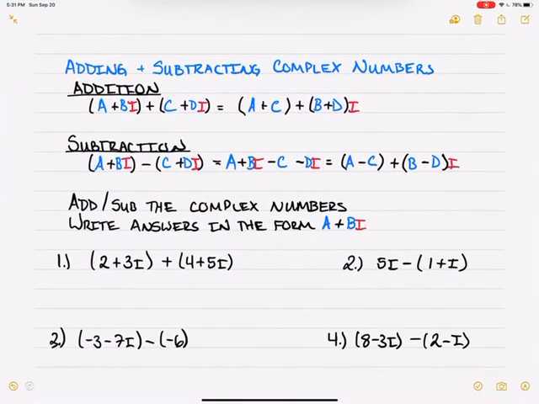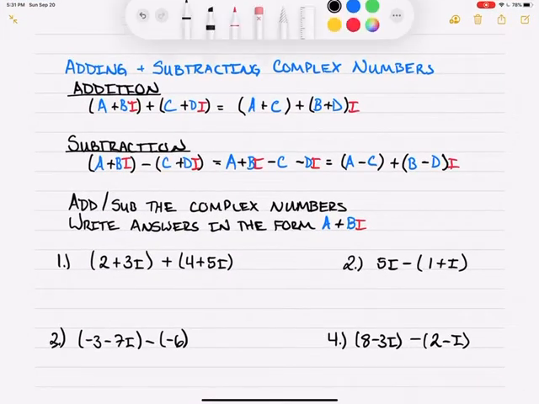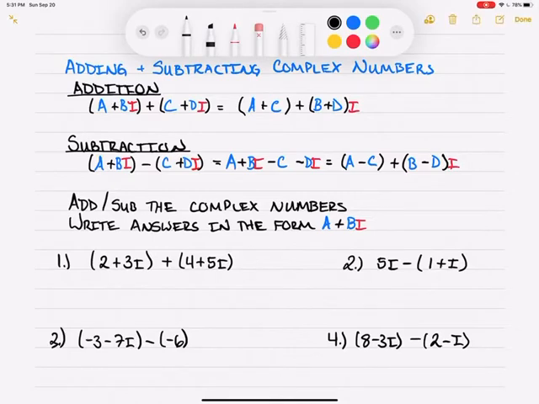Alright guys, today we're looking at adding and subtracting complex numbers. There's rules for addition and subtraction. If we're adding two complex numbers, which this would be considered one complex number and this is the second, we would simply match up the first terms, so A and C, those would be added, and then B and D i would be added separately, and we keep i at the end.